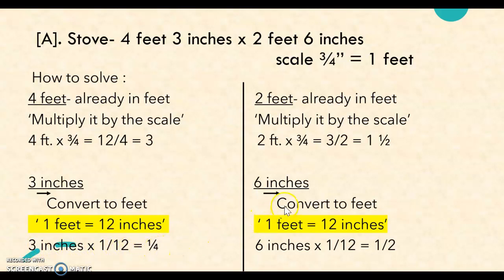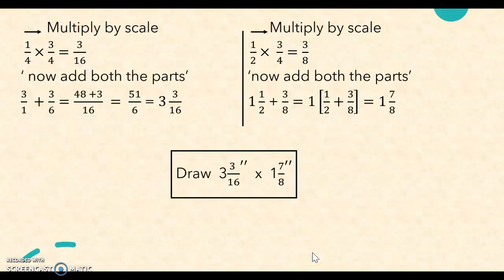On the other hand, we get 6 inches. It is also given in inches. Now we'll be converting it into feet. As we know 1 feet is equal to 12 inches, 6 inches into 1 by 12 gives us 1 by 2. For the next step, we'll be multiplying the attained number by the scale. So 1 by 4 multiplied by 3 by 4 gives us 3 by 16. And on the other hand, 1 by 2 multiplied by 3 by 4 gives us 3 by 8.